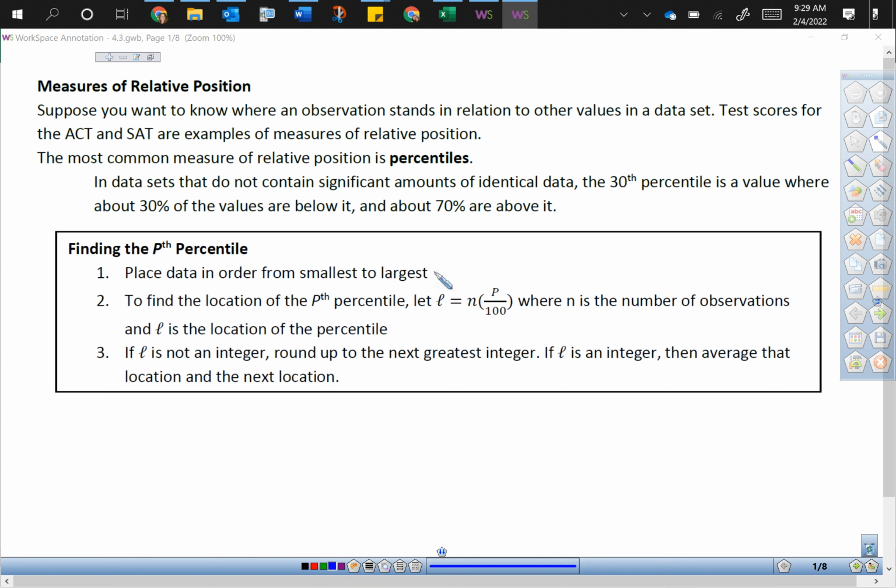Today we're going to be talking about measures of relative position. Suppose you want to know where an observation stands in relation to other values in a data set. Test scores for the ACT and SAT are examples of relative position. So here's what I mean.